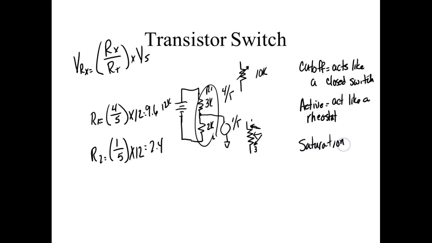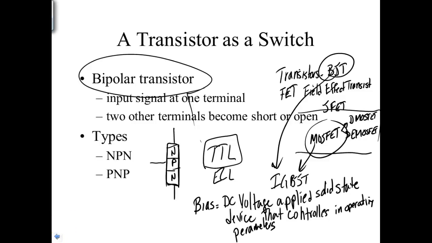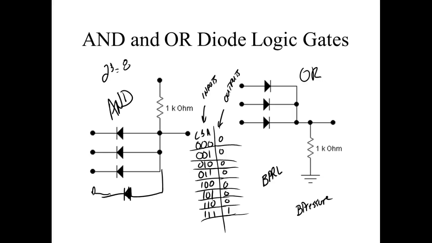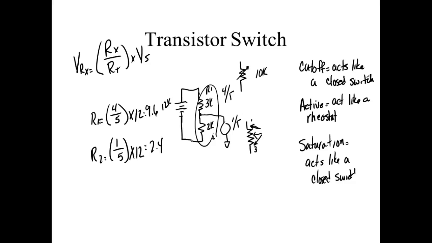So when we do saturation, it acts like a closed switch. So we can hook that switch different ways. So I'm going to come up here and erase this. I didn't want to do that, guys. Where's my blank? All right.